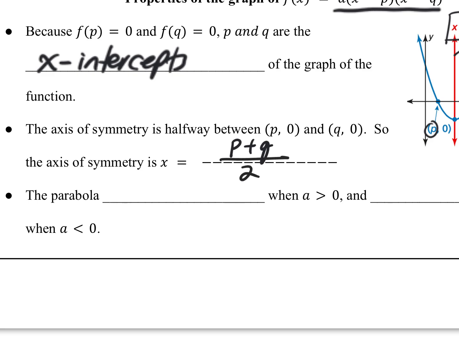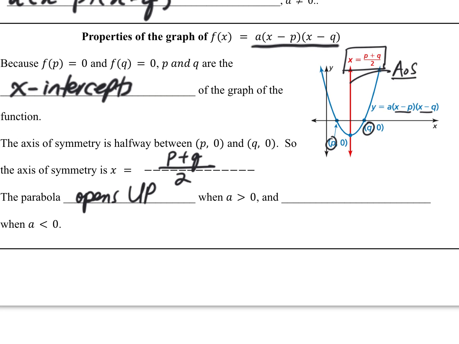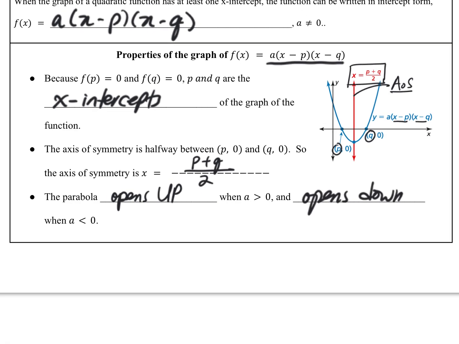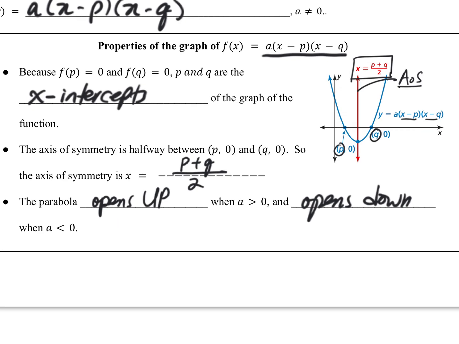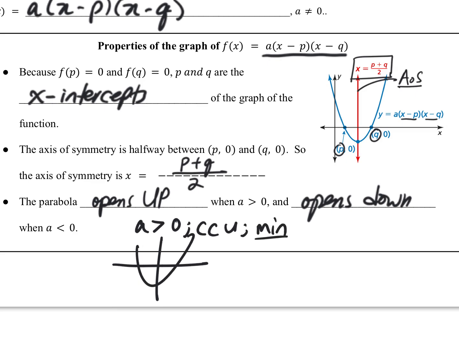And then the parabola opens up when a is greater than 0, and opens down when a is less than 0. So earlier we have the same rule. When a is greater than 0, that's going to give you a concave up. Therefore, you're going to have a minimum value. It goes this way, so the minimum value is down there. That's what you call your minimum value.